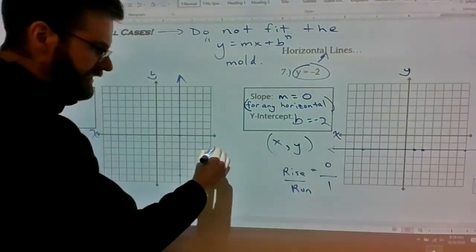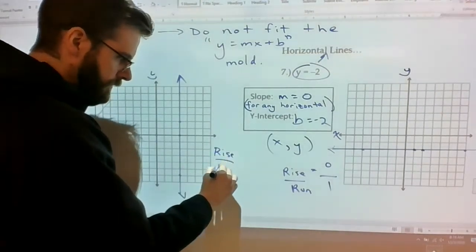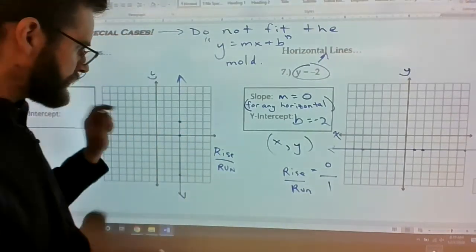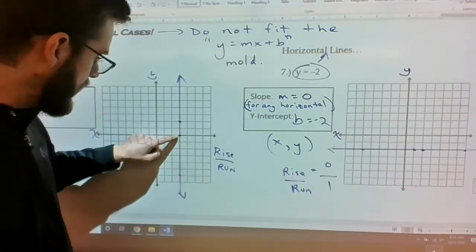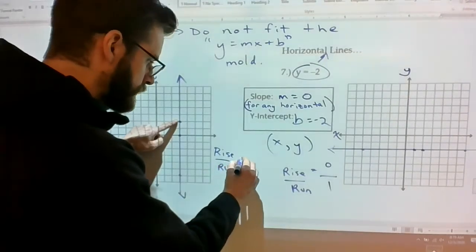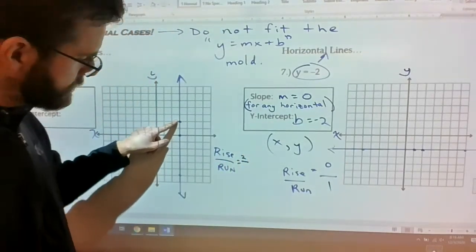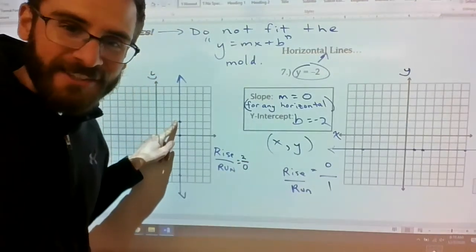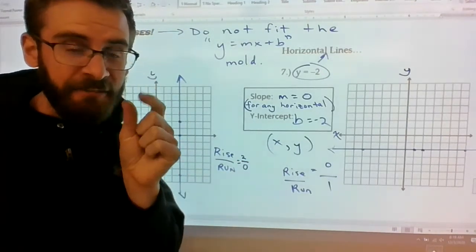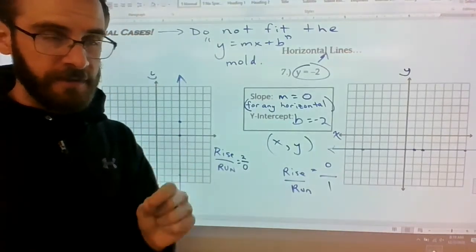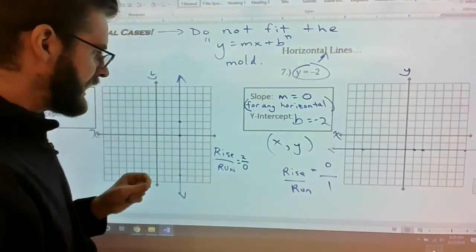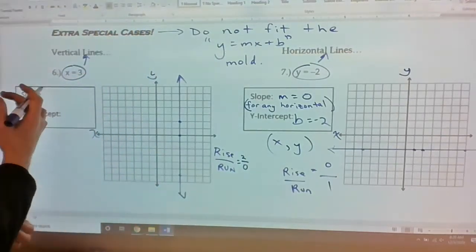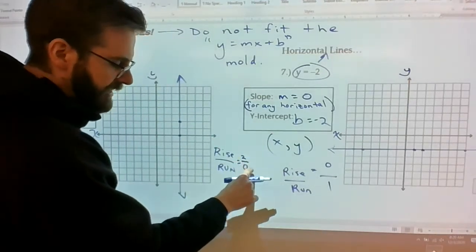Now let's test this whole idea of the rise over run again. Let's pick two random points. How about this one and that one? So let's start here. What's my rise? Up 2. What's my run? It doesn't run. It's 0. Oh my goodness. If it doesn't run, it's a very special case. It's like a number that has broken down completely. You literally cannot take 2 divided by 0.